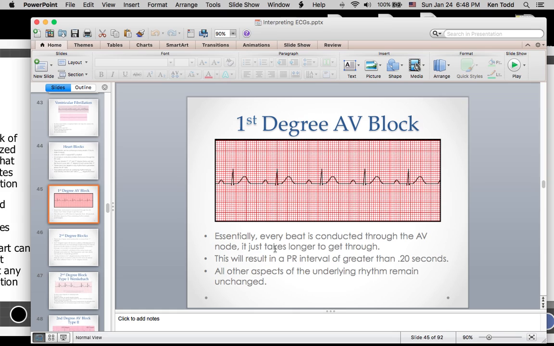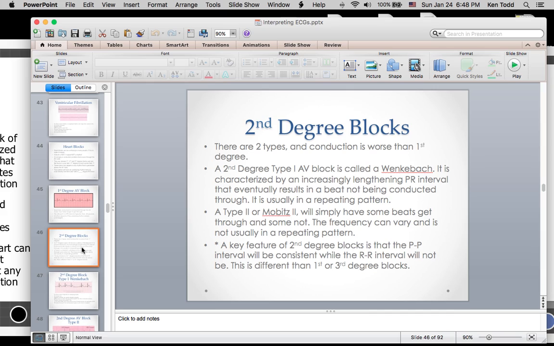Everything else about the rhythm is the same as a sinus rhythm. It's just taking longer to get through the AV node. Now, the next worst block is a second degree block. And to make it more complicated, there's actually 2 types. There's a second degree type 1 and a second degree type 2. You'll hear them called by different names. You'll hear them called Mobitz 1 or Mobitz 2, or second degree type 1, second degree type 2. And also the name for a second degree type 1 is called a Wenckebach. Don't ask me why, it just is.